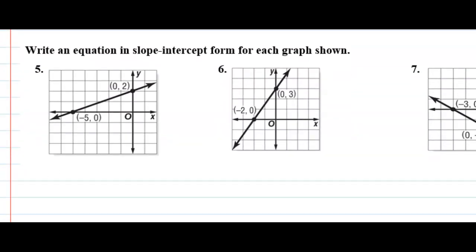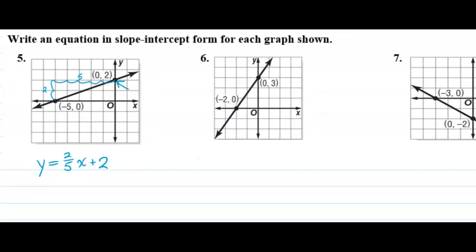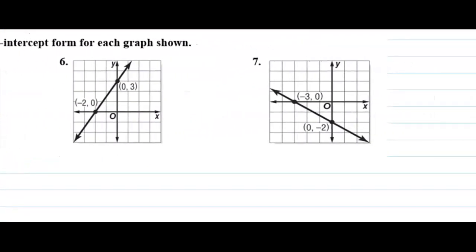Let's try practicing writing the equation when we're given the picture, as we did above. Here we know y equals mx plus b. What is the slope? Well, I'm going up 2 over 5. 2 over 5. And what's the y-intercept? 2. Pause the video and try 6 and 7 on your own. Did you get y equals 3/2 x plus 3 and y equals -2/3 x minus 2? That would be correct.